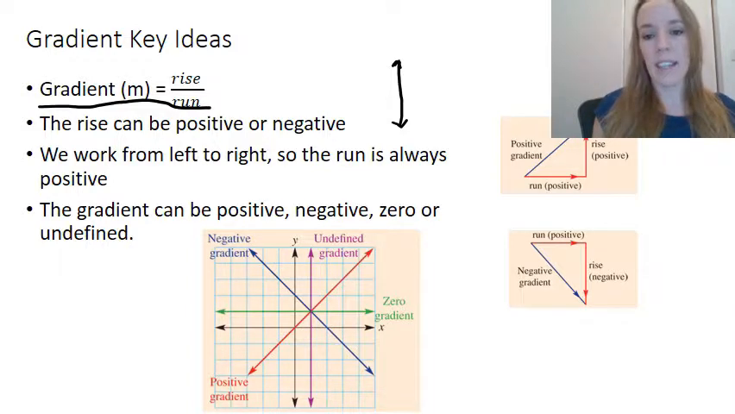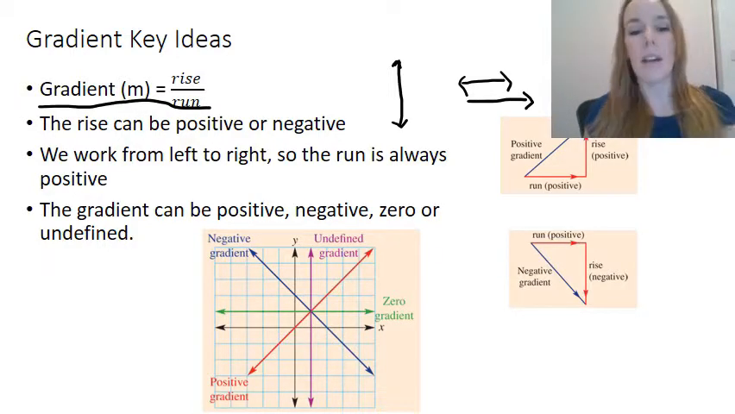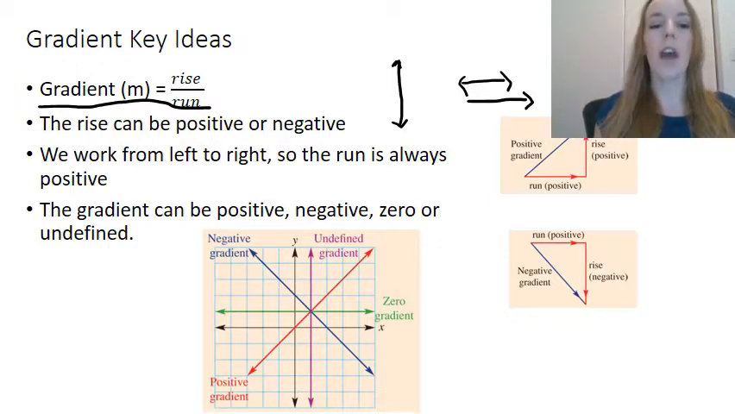Because you think of our axes, as we move across our axes, we're going left to right, so we're moving this way across our axis. It's going to get bigger. Our numbers are going to get bigger. So a gradient can be positive, negative, zero, or undefined.